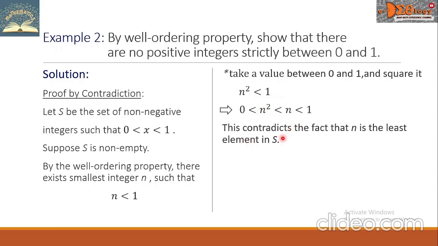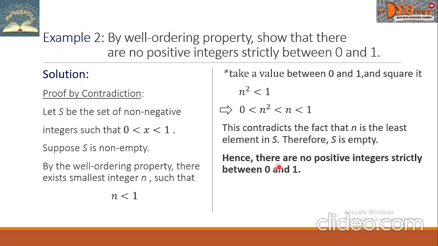Therefore, this contradicts the fact that n is the least element in S. Therefore, S is empty. Hence, there are no positive integers strictly between 0 and 1.